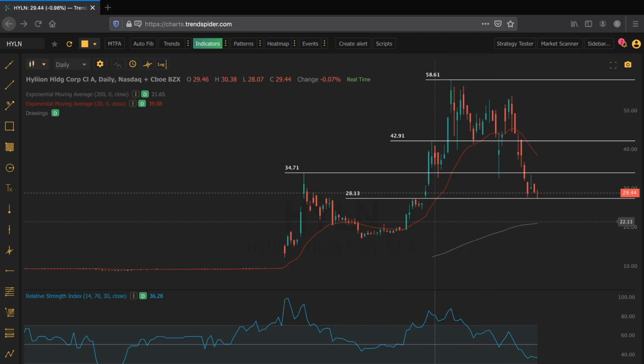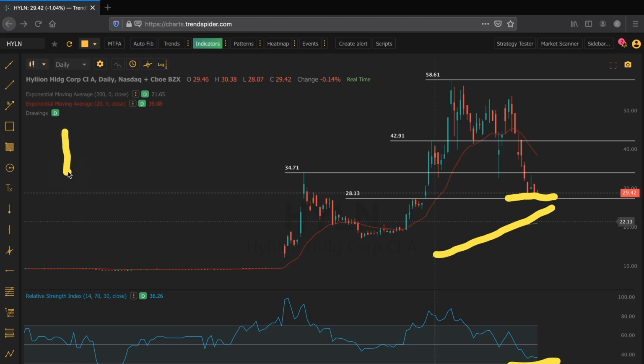On the flip side, currently we're trading down here on the RSI, telling us that we're too extended to the downside and that we're probably looking for a pop back up to the upside. So right now in the Hyliion chart, the RSI is telling us that we're too extended to the downside. We're coming into a symmetrical support area, and also we have the 200 EMA coming in. So this is telling me that this Hyliion stock is probably in a buy zone and that we may want to be looking to invest or swing trade it.